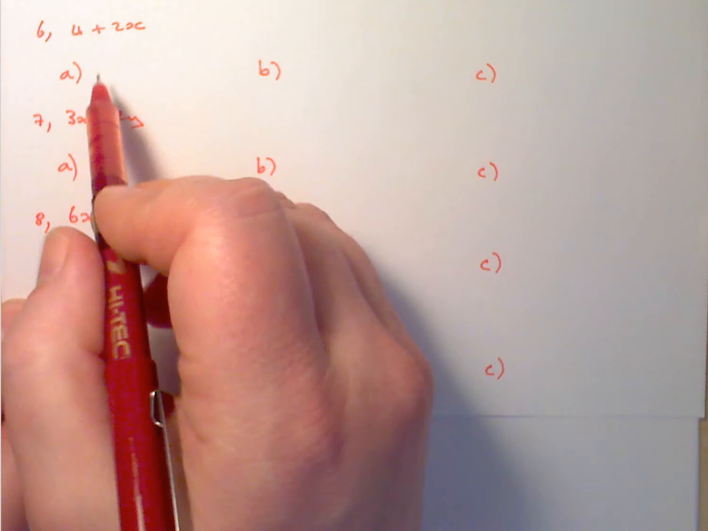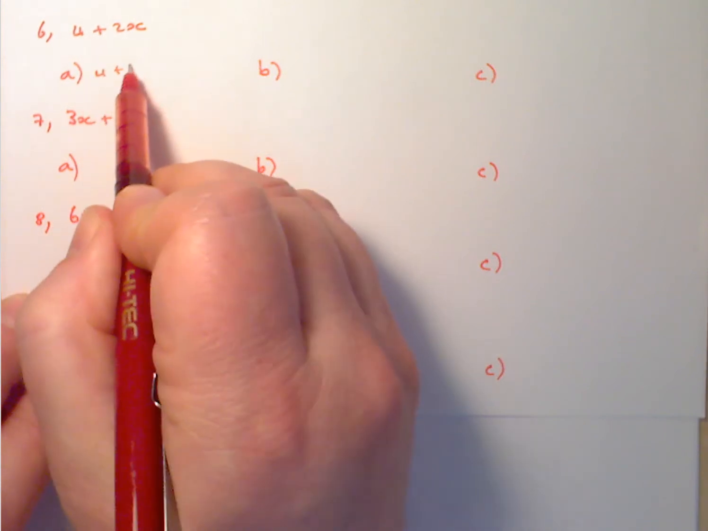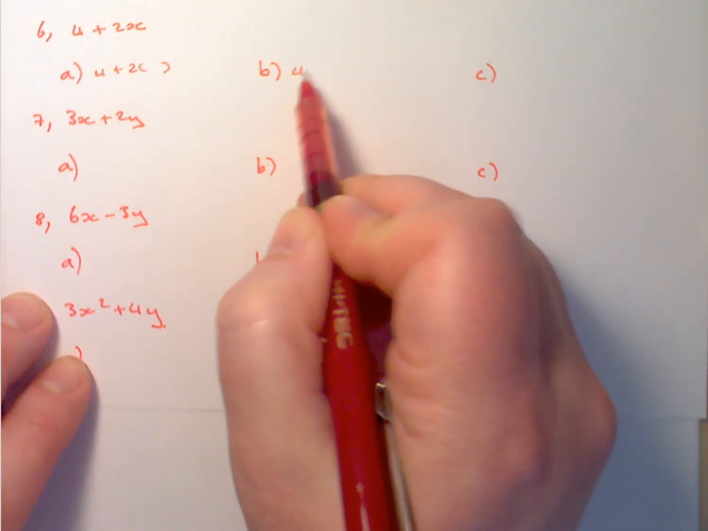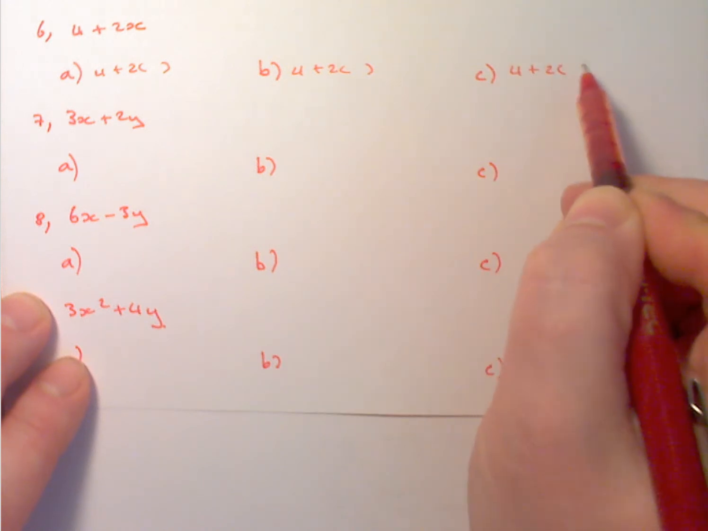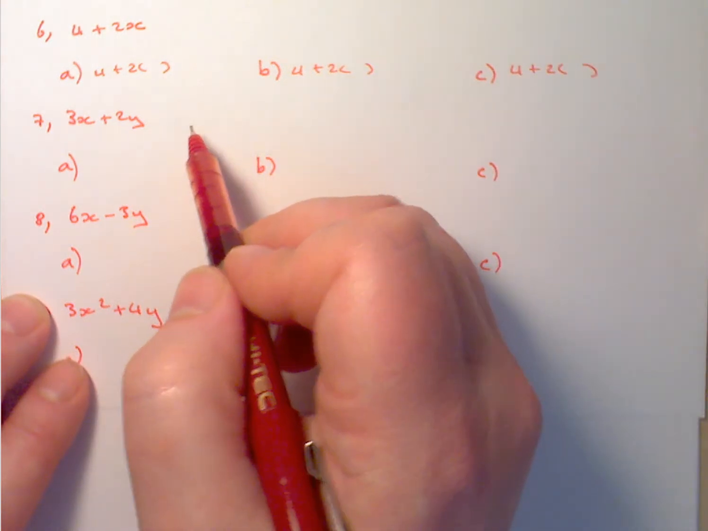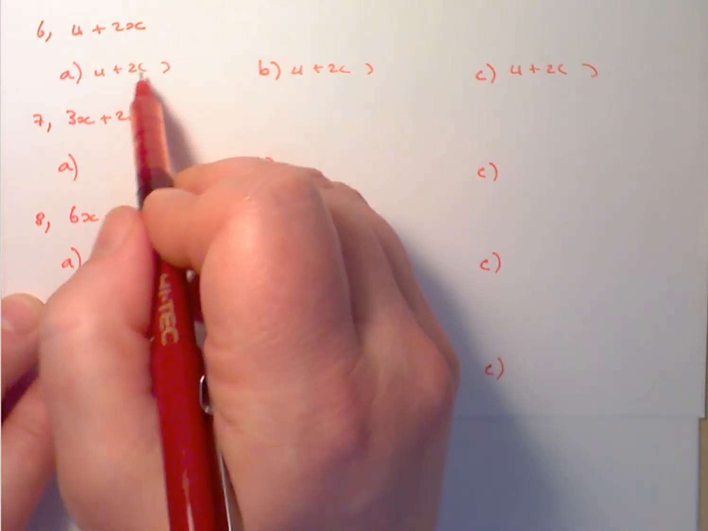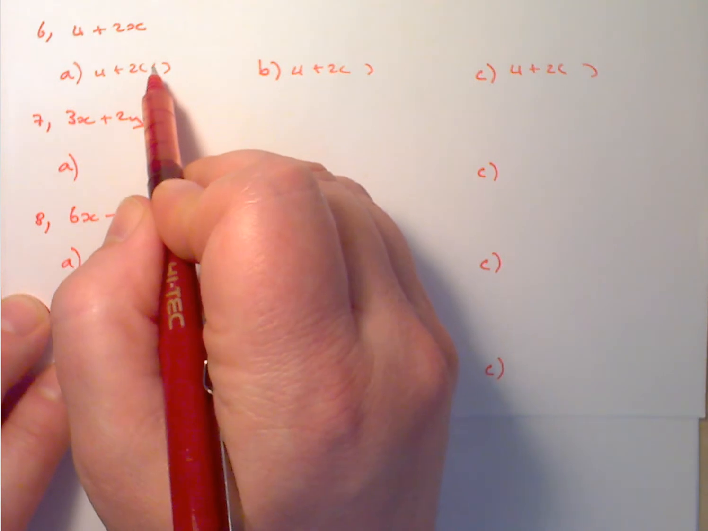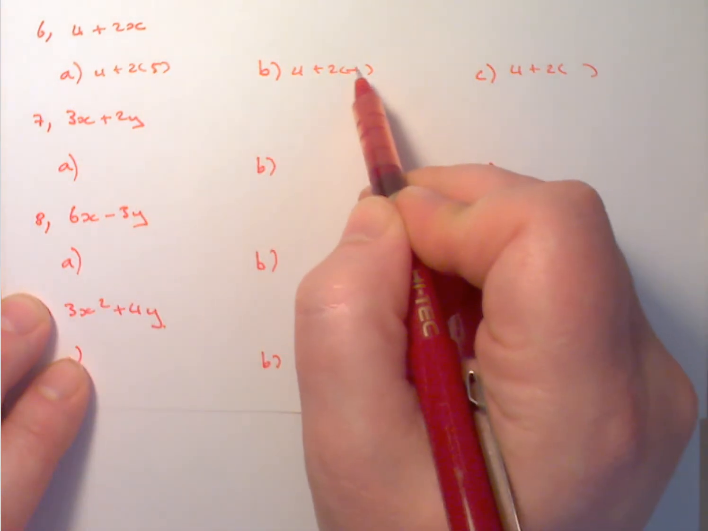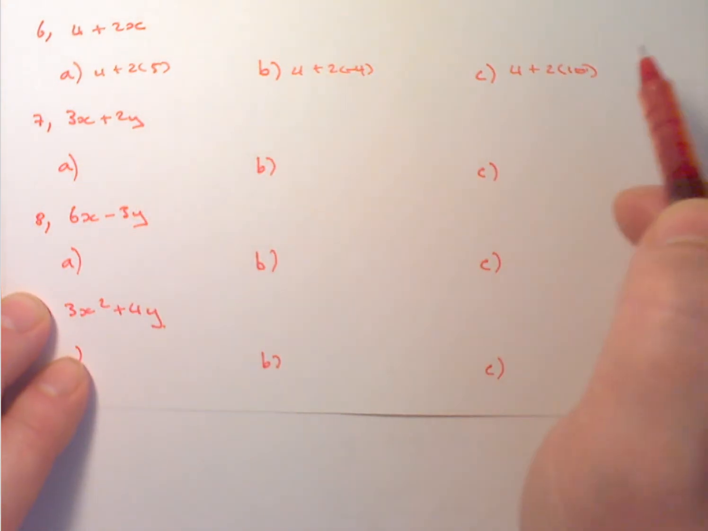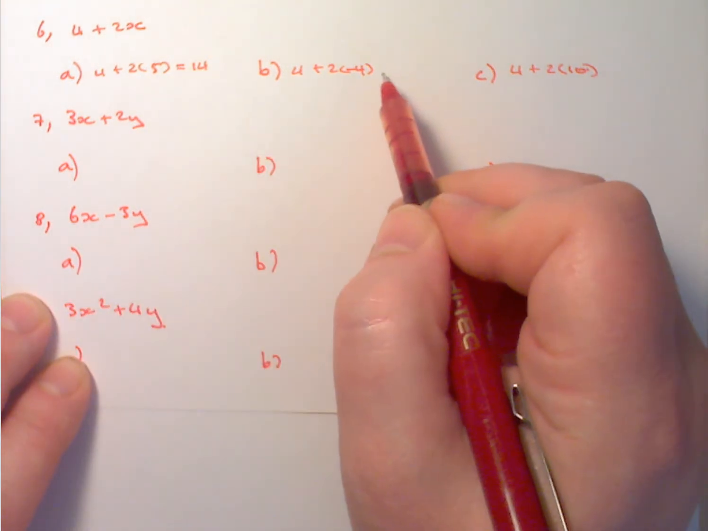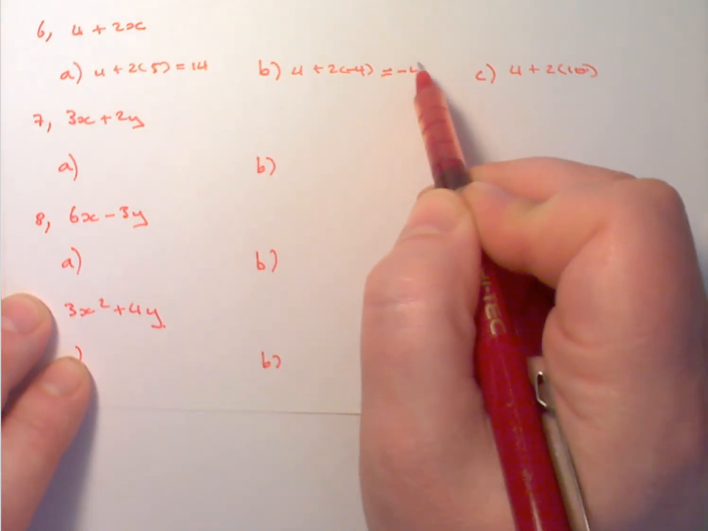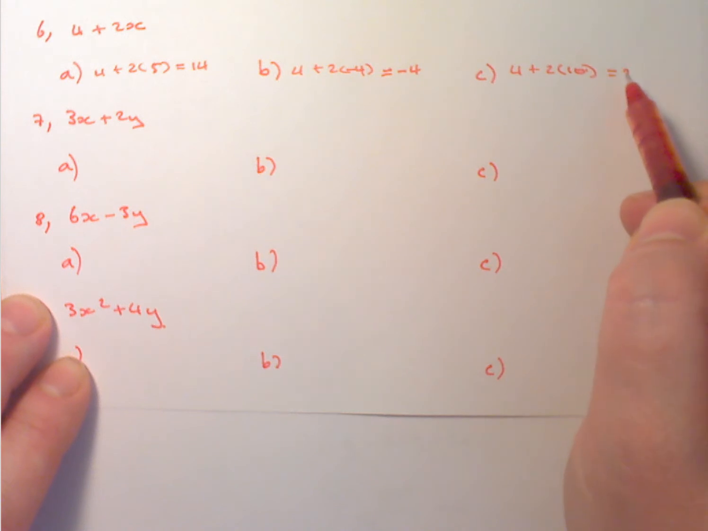So we've got this, so 4 plus 2 open bracket. In question 4, they want me to put 5, minus 4 and 10 in. So 5, minus 4 and 10 in. Okay, this will give you 14. This will give you minus 4, and this one will give you 24.